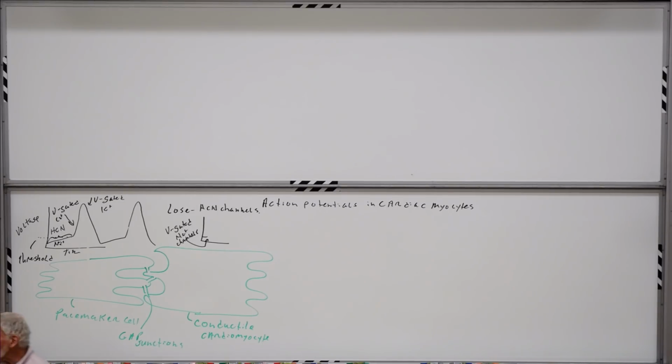The fastest rates tend to be up at the SA node. And if you take that out of the circuit, the next fastest rates are at the AV node. And then as you move farther along, the rates get slower and slower. And that probably has to do with the characteristics of the HCN channels and how much sodium they're letting in and how fast the ramp potential is bringing the cell membrane potential to threshold.